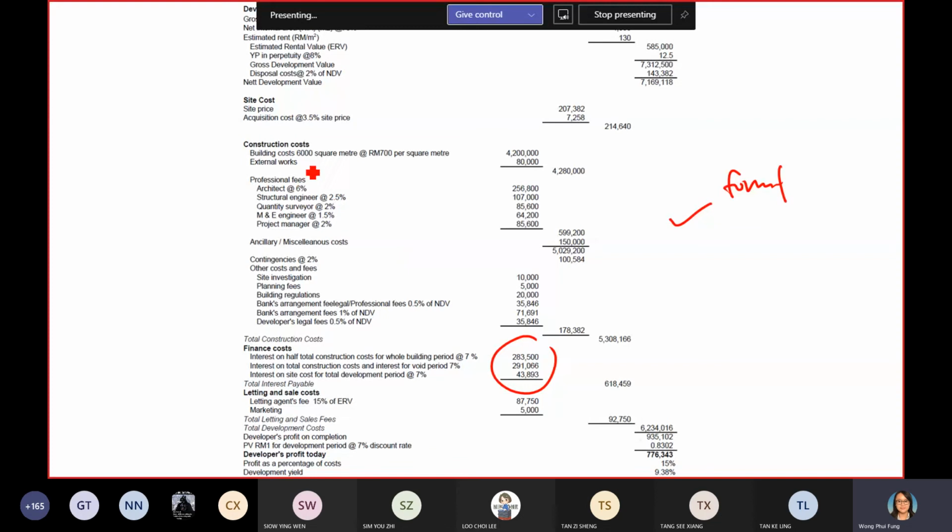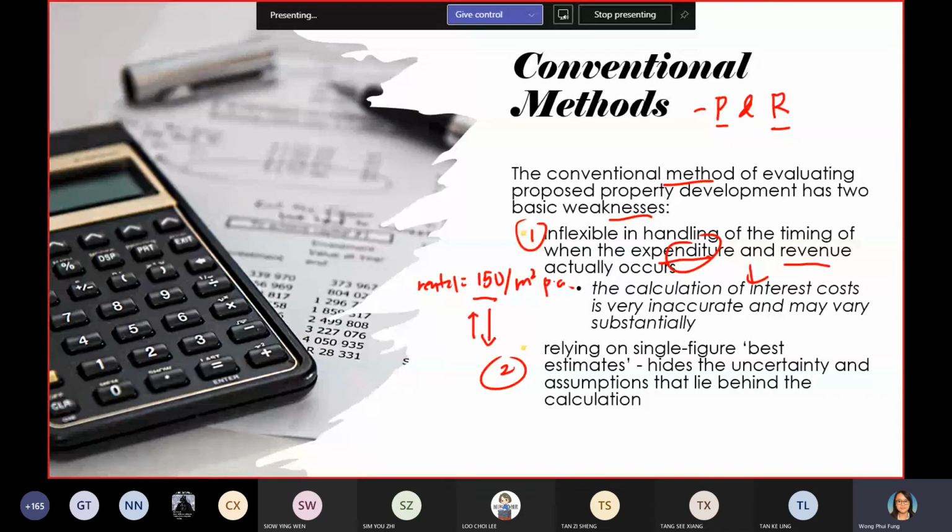So that's why here, you see that you only have 3.5%, 8%, 2%, even the cost 700. How sure are you this 700 will not be changed in the future? So that is a limitation. We only use one figure, which we deem is the best to do your estimate. It actually consists of many uncertainties in the future. So that's why it's not so good, because we only use one figure. Okay, those are the two weaknesses of using the conventional method.